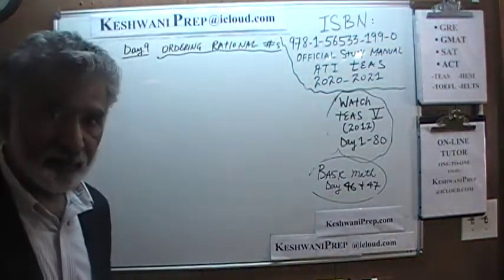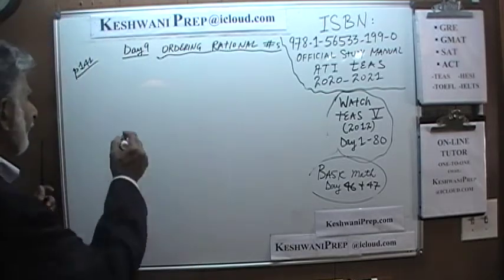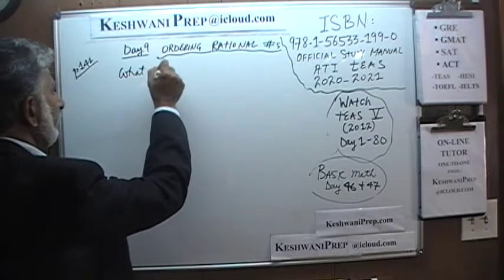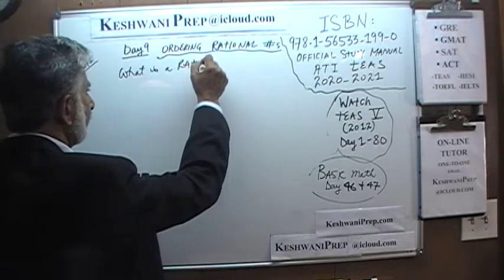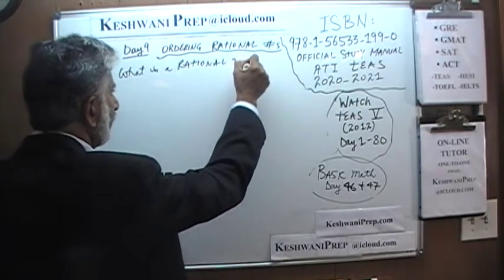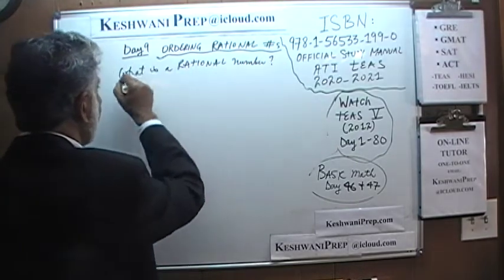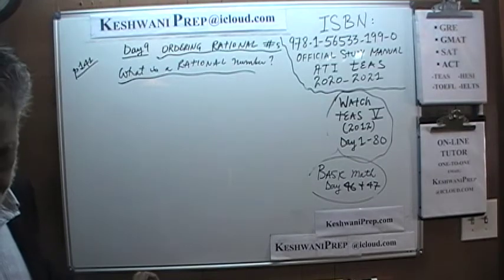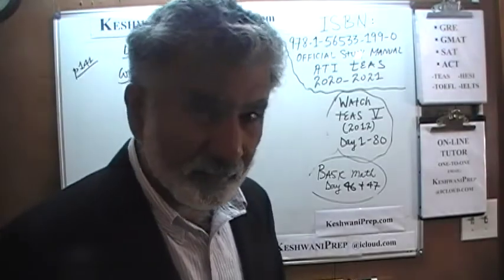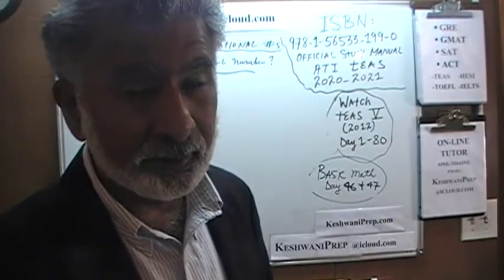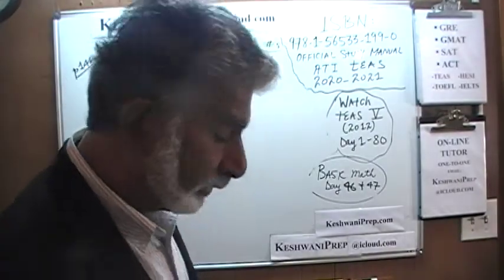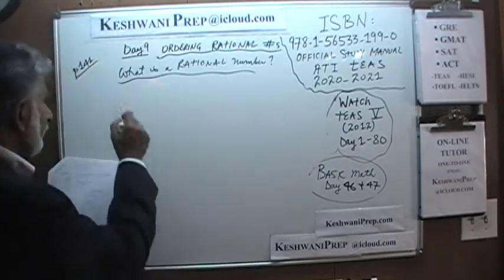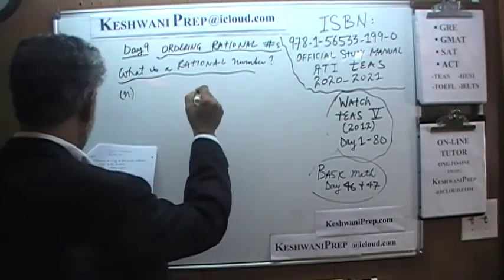Let's begin with the very fundamental question. What is a rational number? What qualifies a number as being rational? I'm going to start with something very basic, because sometimes I find people get confused. Let's start with a lesson in English language. We are here for math, but let's start with English language. Here are the nouns and here are the adjectives.